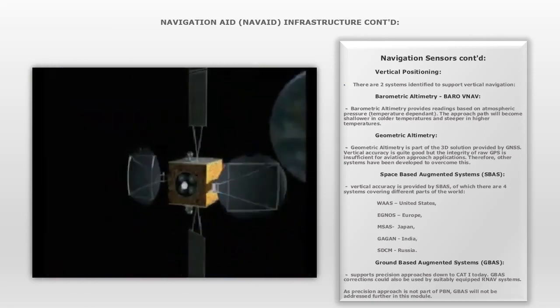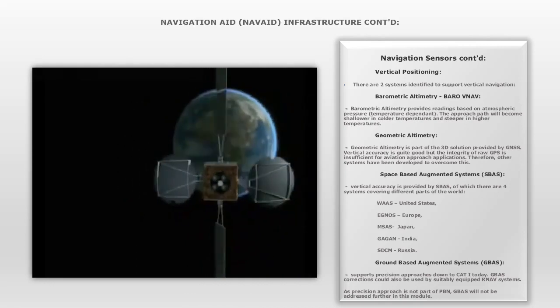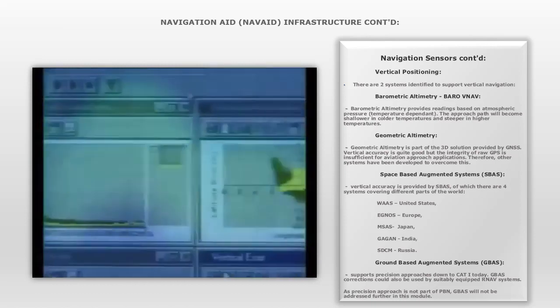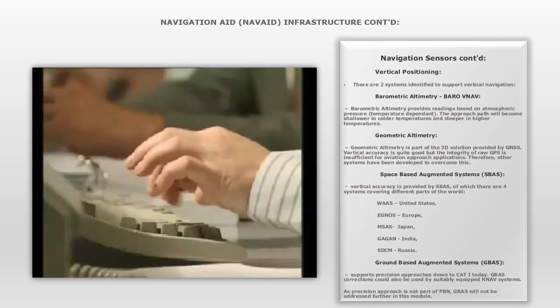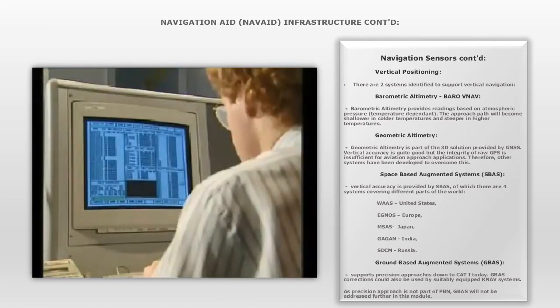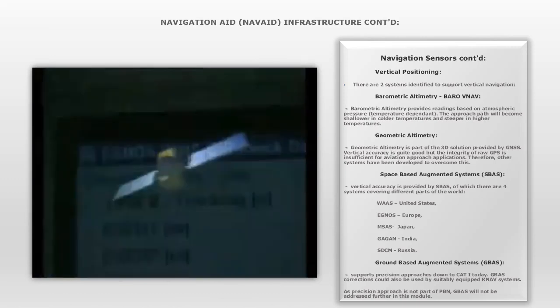EGNOS is basically a monitoring system to assess the performance of GPS and provide information about errors and system failures to users. It consists of a series of ground monitoring stations distributed throughout Europe, which measure the performance of GPS.